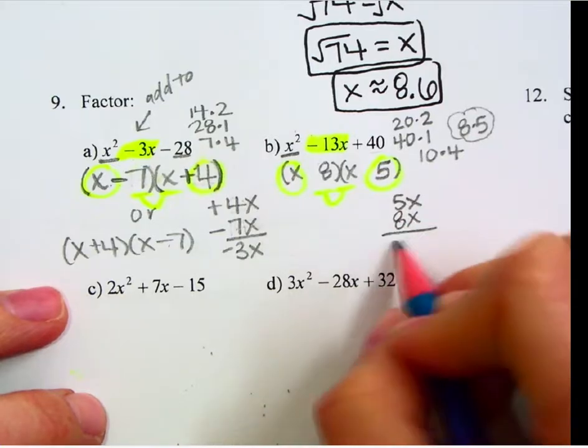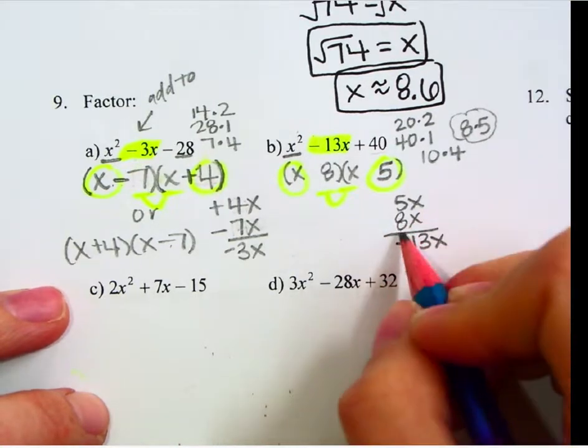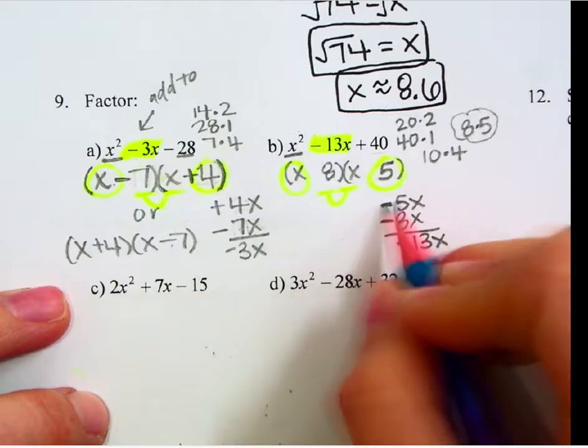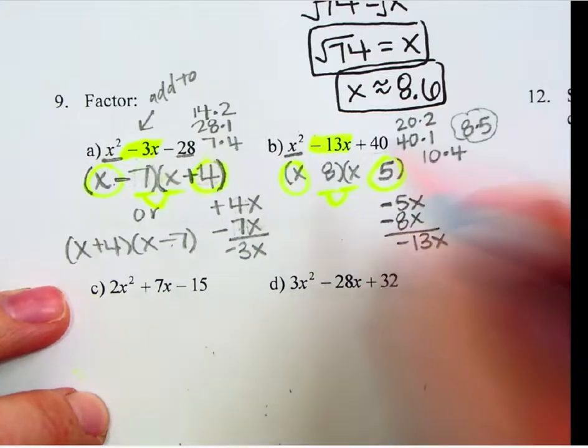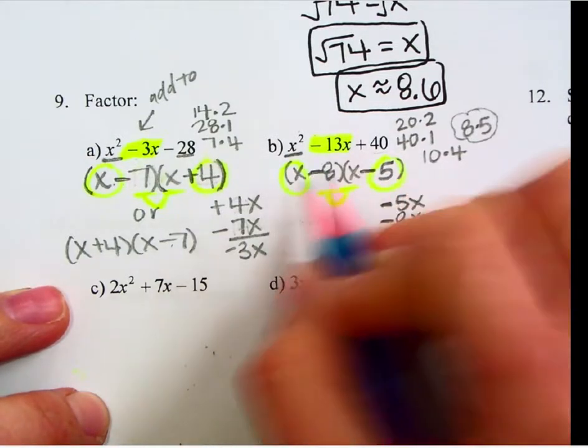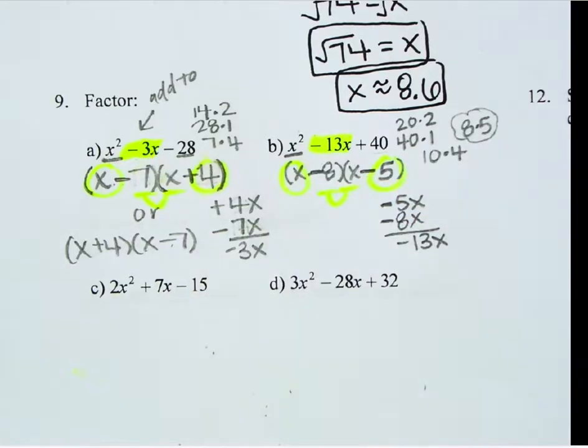I'm trying to add up to negative 13x, and this will work as long as these are both negatives because we add and keep the sign. So this would be a negative 5 and a negative 8. Those are your factors, x minus 8 and x minus 5.